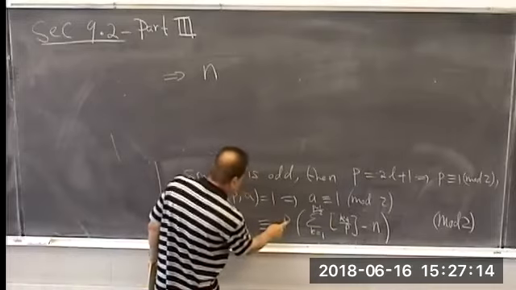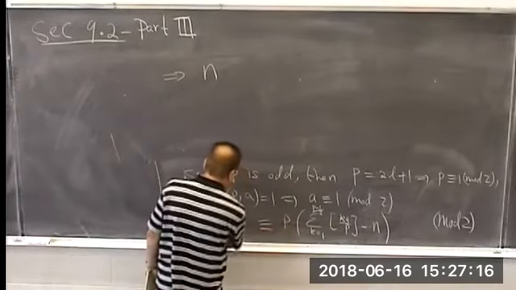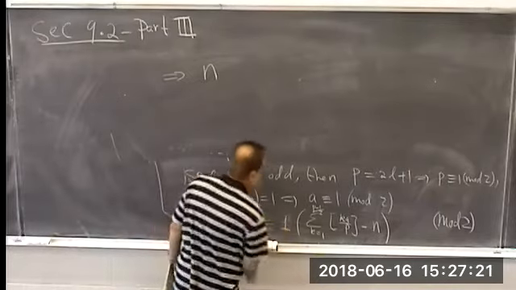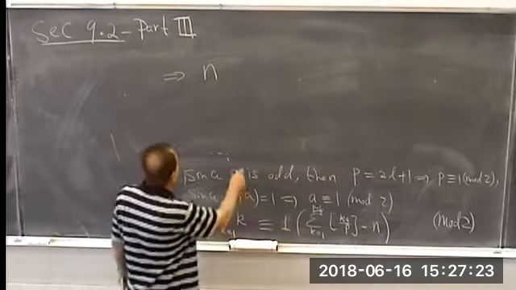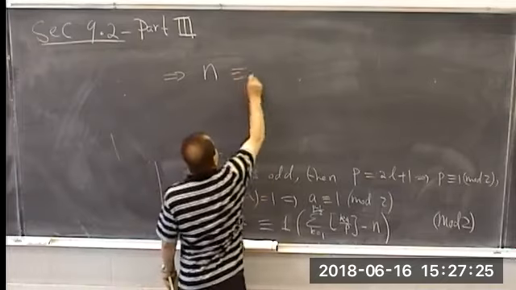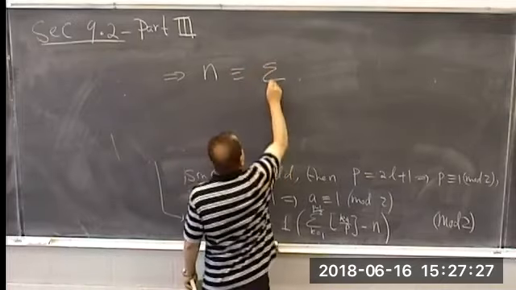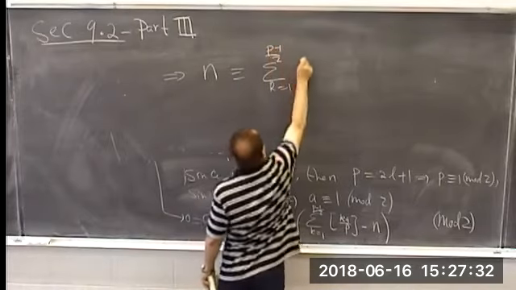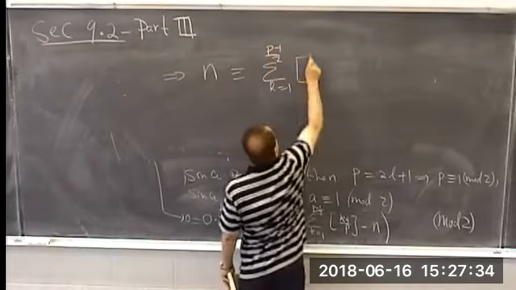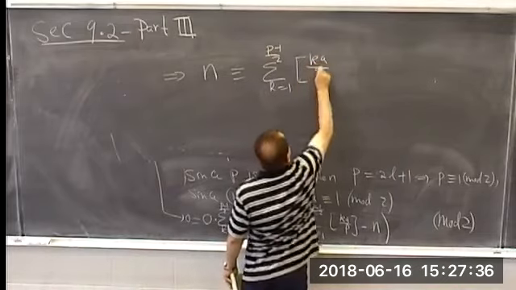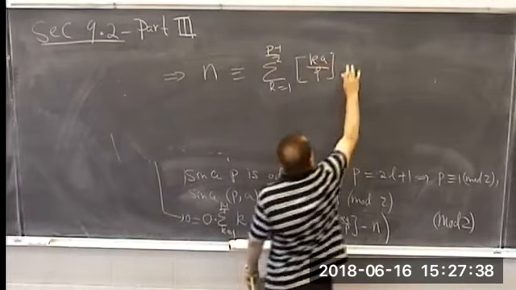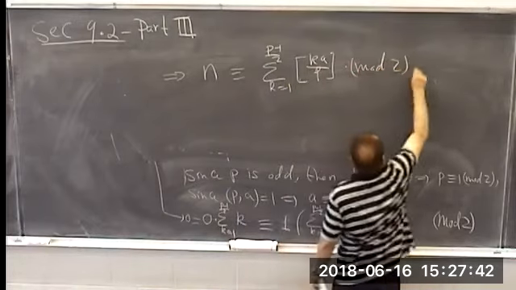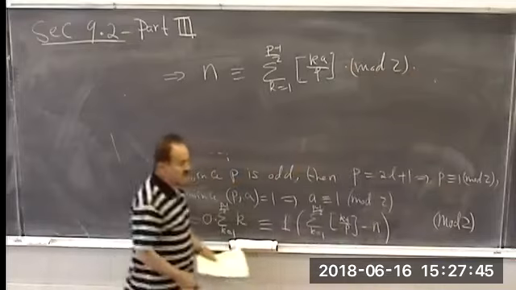So this leads to saying that N is congruent to, actually I want to change the P here. I want to change the P to 1. So I'm going to take it mod 2, so this is just 1 in here. So we have now that N is congruent to the summation k equal 1 to (p minus 1) over 2 of just the greatest integer, and this is mod 2. And this is exactly what we needed to show in the first part.